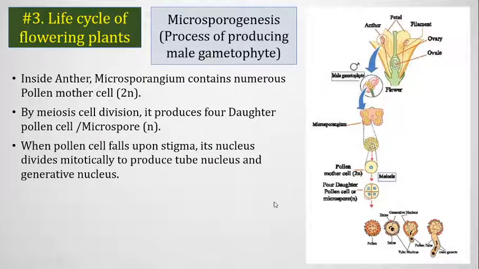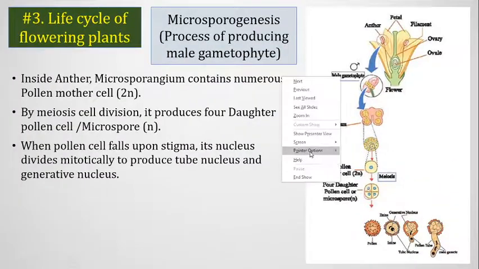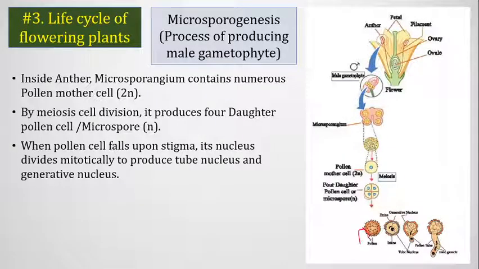When the pollen cell is pollinated, either by wind or by insect, and falls on the stigma of a carpel, the pollen cell undergoes some change. The nucleus of the pollen cell divides mitotically to produce 2 nuclei. One nucleus is called the tube nucleus and the other is called the generative nucleus. So here we see what happens when the pollen falls on the stigma of a plant.